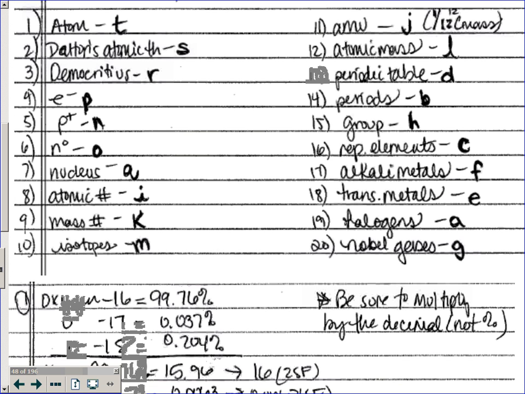So number 1 is T, because some of my letters might be a little hard to read. Okay, give me a second, okay? Number 1, T, 2, S, 3, R, 4, P, 5, N, 6, O, 7, Q, 8, I, 9, K, 10, M, 11, J, 12, L, 13, D, 14, B, 15, H, 16, C, 17, F, 18, E, 19, A, 20, G.